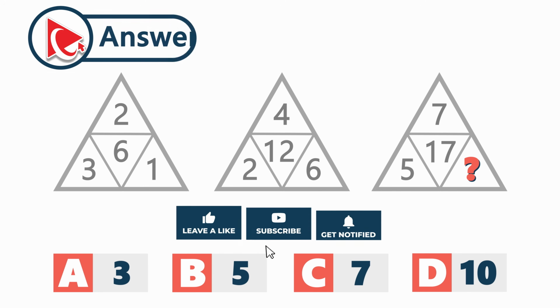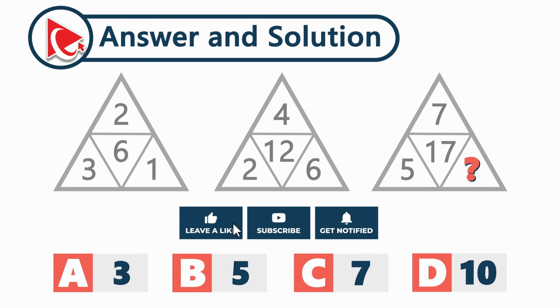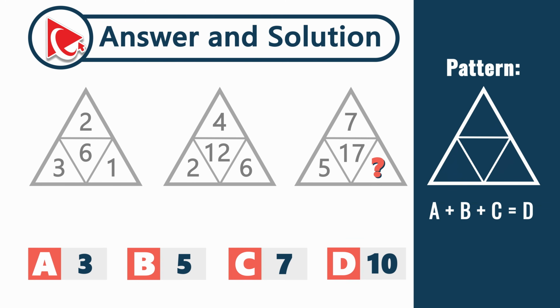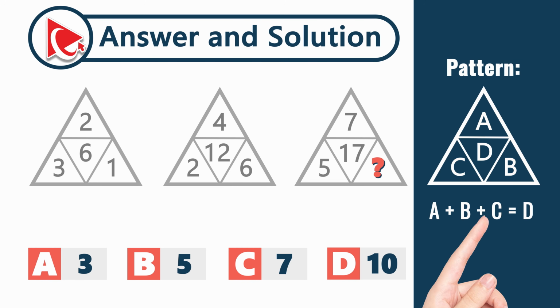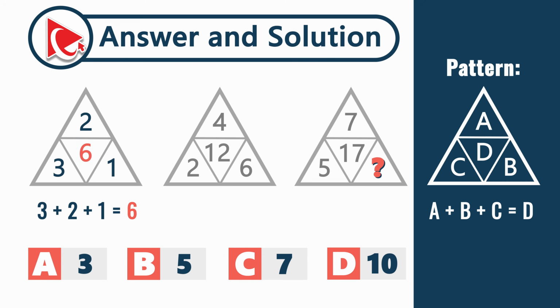This question has an easy answer, though many overlook it, but I'm pretty sure you're not one of those people. To understand the answer, let's assign letters to each section of the triangle: A, B, C, and D. And the pattern here is that the sum of all the outside numbers equals the inside number. A plus B plus C equals D. Let's verify this pattern with the first triangle. 3 plus 2 plus 1 equals 6.